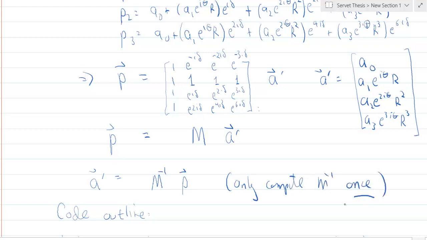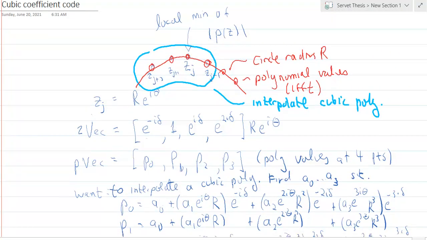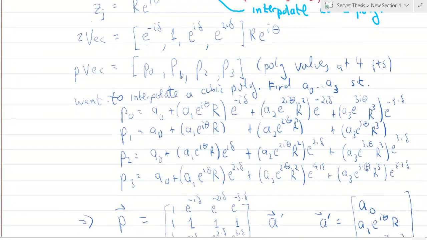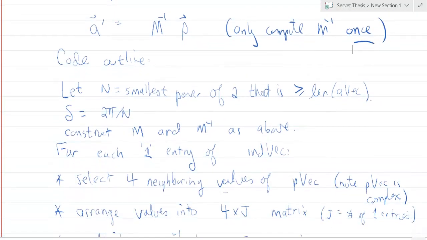Now, I mentioned this for one particular value of Zj. But in the code that you just wrote, you found several values of Z where there was a local minimum. So we want to do this interpolation for every local minimum. So here's a code outline, and you can implement this code.